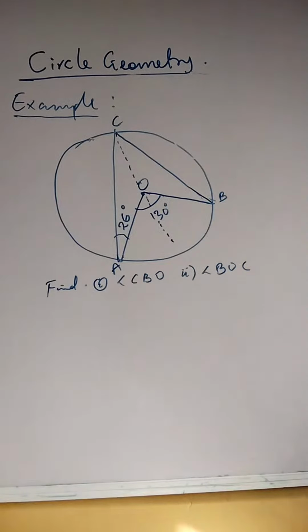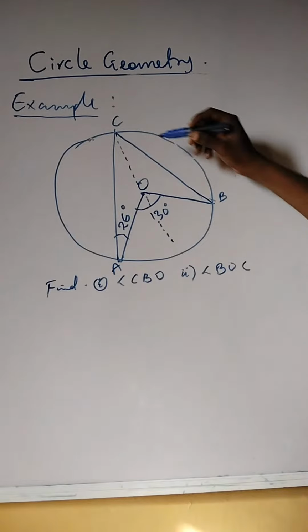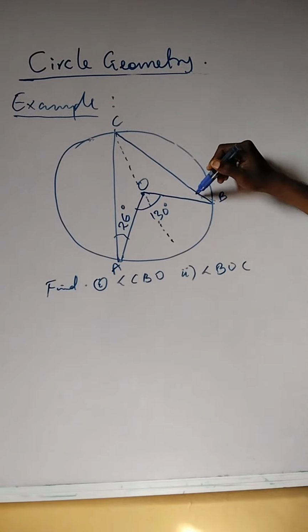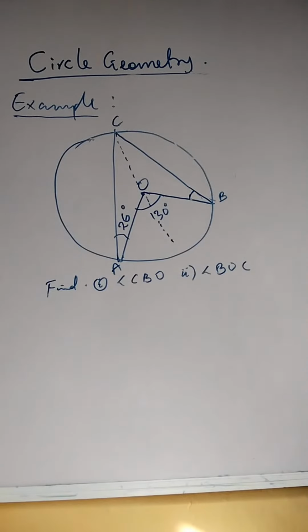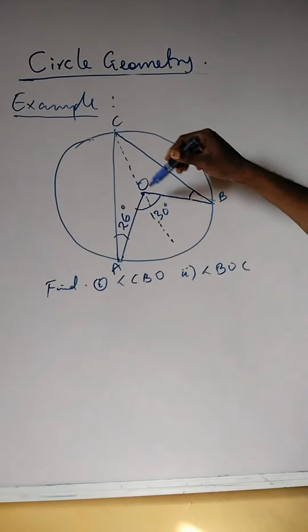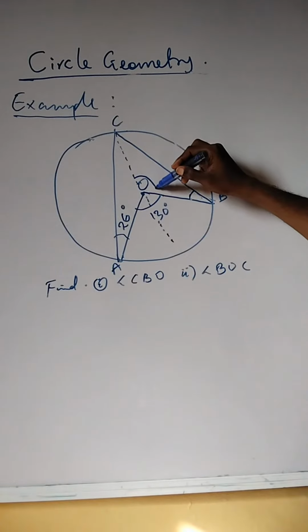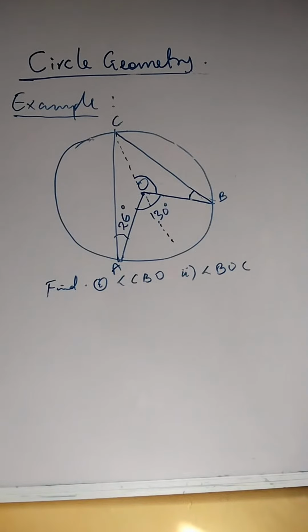Now, where is angle CBO? We should know where we are going in order to know how we're going to get there. So, angle CBO, this angle is what we are finding for the first one. Then angle BOC, this angle is the other angle we are finding, which are the two questions asked.